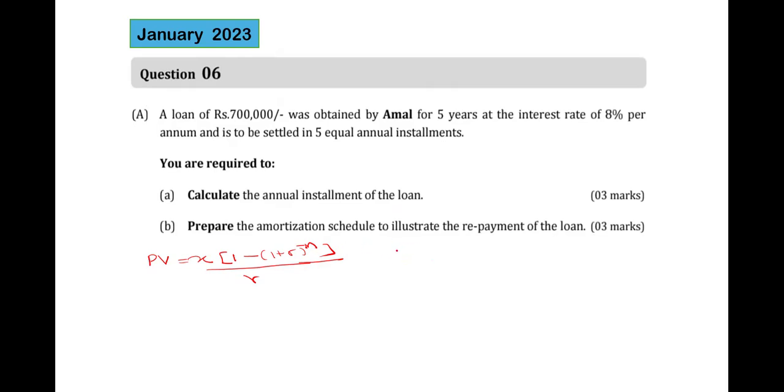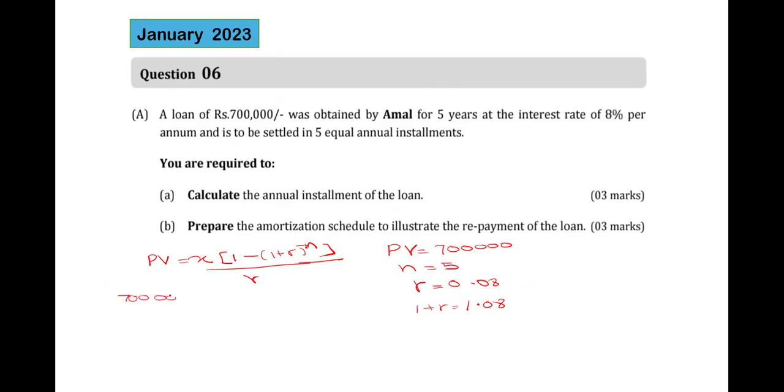Now, PV means the loan amount, which is 700,000. N, the number of installments, is 5. Then for annual installment, r should be annual. r equals 0.08. Then 1 plus r should be 1.08. Get the 0.08 plus 1, then 1.08.